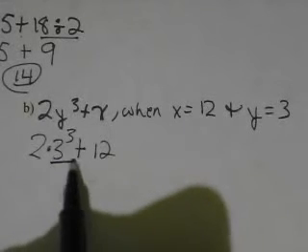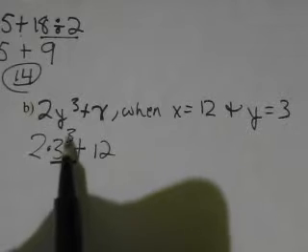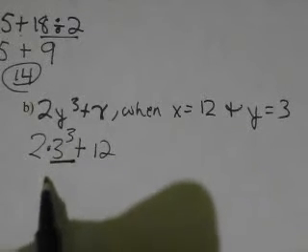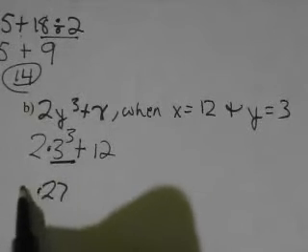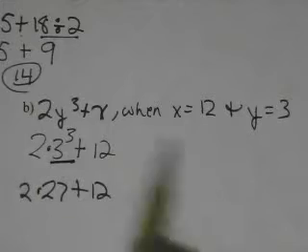Now we do exponents before a multiply and before addition. 3 to the third power, that's 3 times 3 times 3. 3 times 3 times 3 is 27 times 2 plus 12. Everything else just gets copied down.